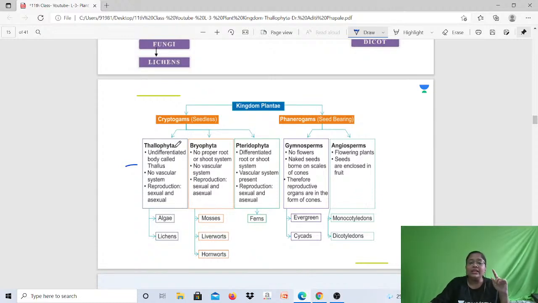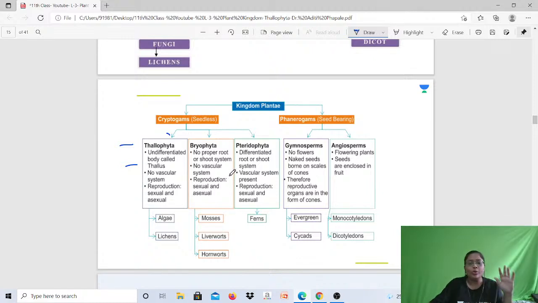Therefore this division got the name Thallophyta. No vascular system, that means no xylem and phloem tissues are present in them. Reproduction is both sexual and asexual, that is, in some plants it is sexual and in some it is asexual. Examples are algae and lichens.